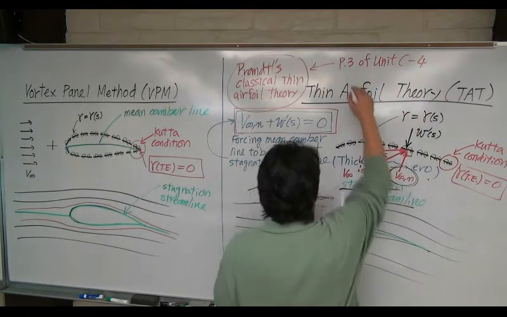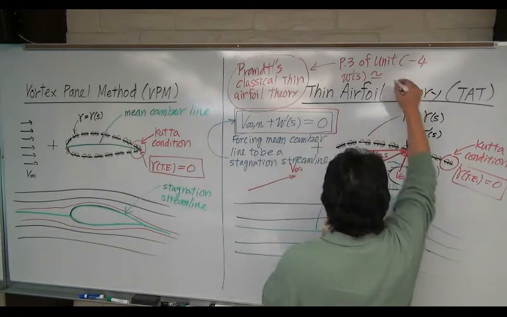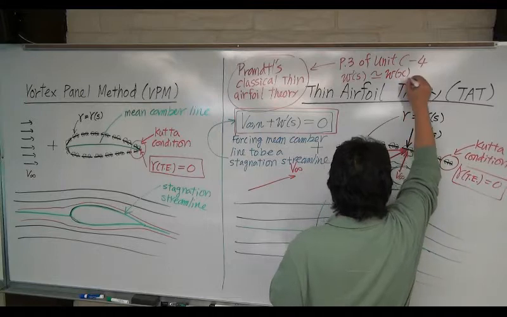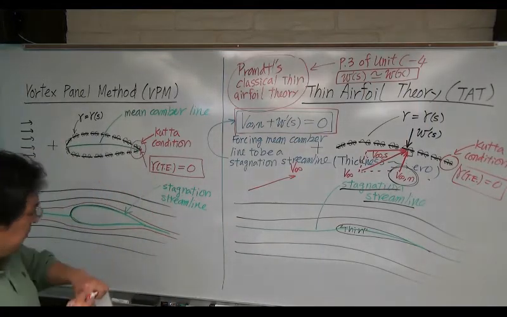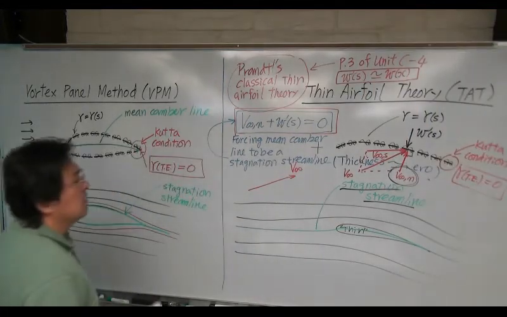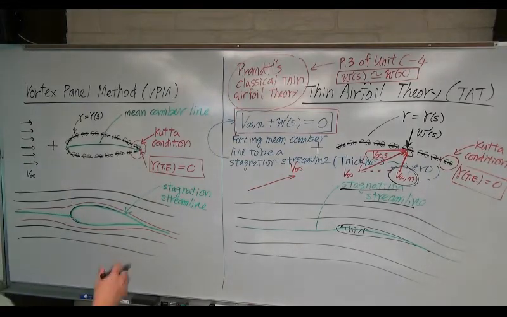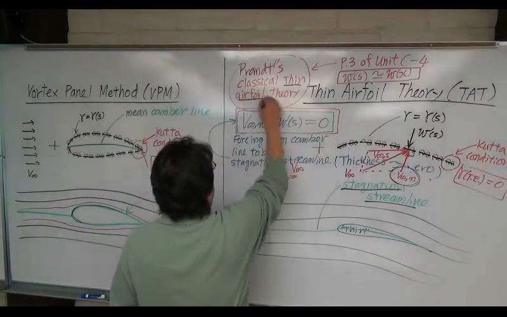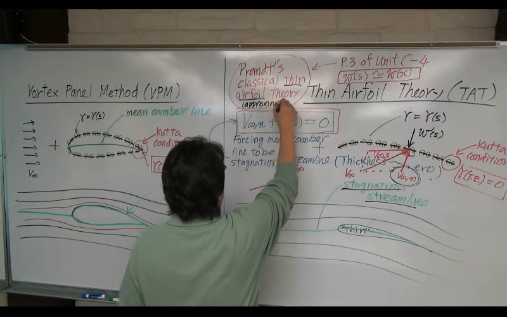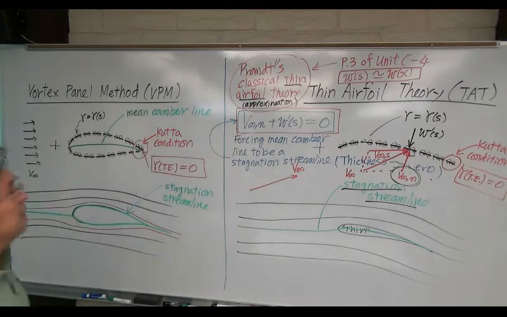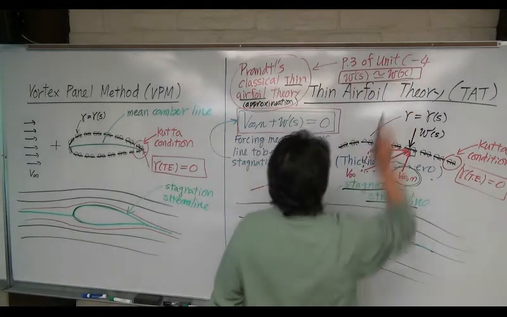Page 3 basically says that W prime S is approximately equal to Wx. So this actually simplifies the mathematics quite a bit, so that you can actually develop your own code by hand. This is the thin airfoil approximation. If the airfoil is effectively thin, you can say this.